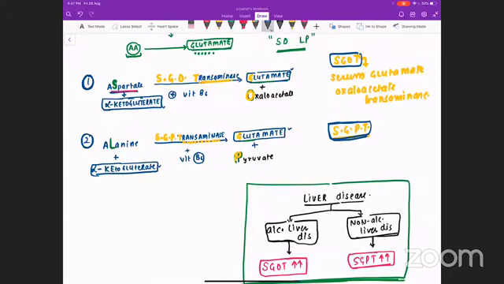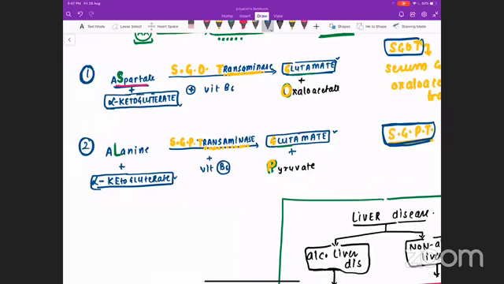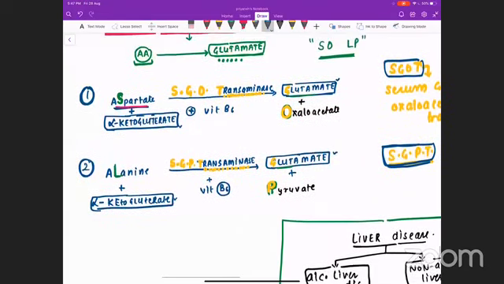So this is transamination reaction. This is how we are going to convert various different types of amino acid into glutamate. But we need to remember at least two examples, aspartate and alanine.